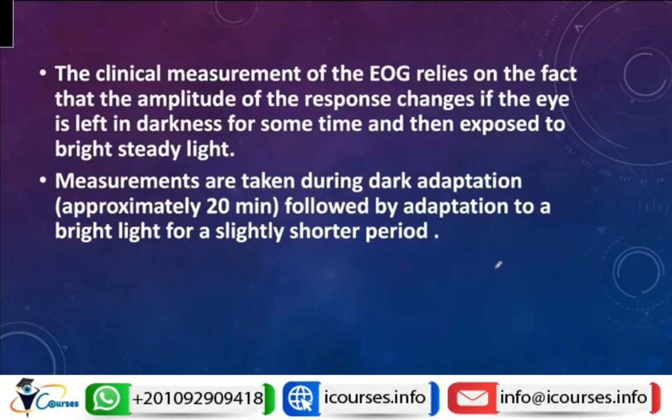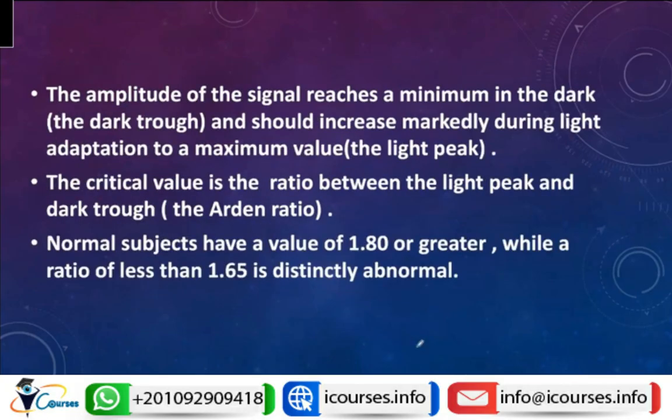This can be done in dark adaptation and in light adaptation. So the patient first stays in the dark for about 20 minutes. This is followed by light adaptation for a shorter time. Then what happens after this? Then the device will calculate the maximum response in the dark, which is called the dark trough, so the electrical potential will fall to the maximum extent during the dark. And then the electrical potential will increase to the maximum during light, which is called the light peak.